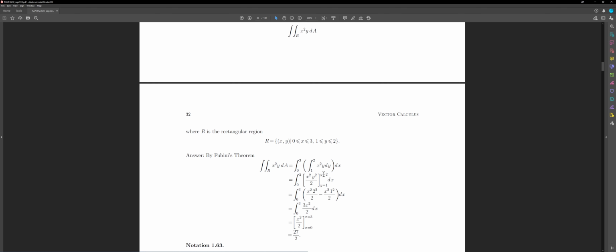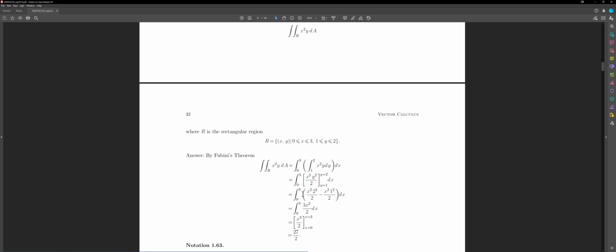And now I put in my y values, y is equal to 2 and y is equal to 1, right? Put in y is equal to 2, I'm going to get 4x squared on 2, or 2 squared x squared on 2. And put in y is equal to 1 gives me 1 squared times x squared on 2, which is just x squared on 2. So this is 4x squared on 2, this is x squared on 2.